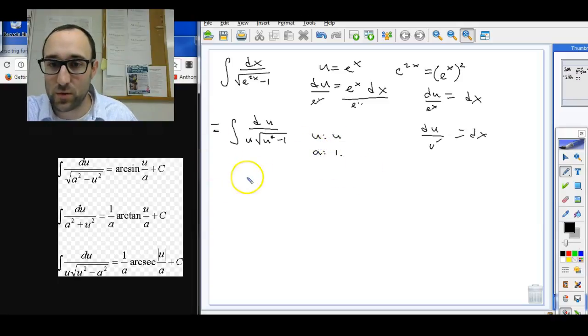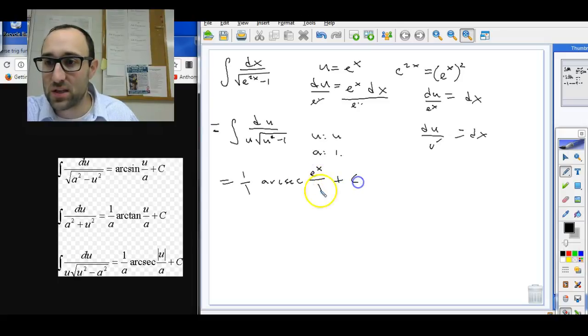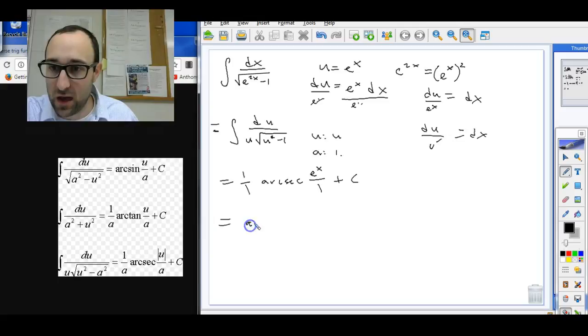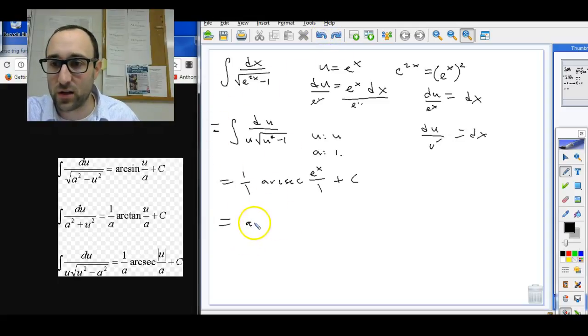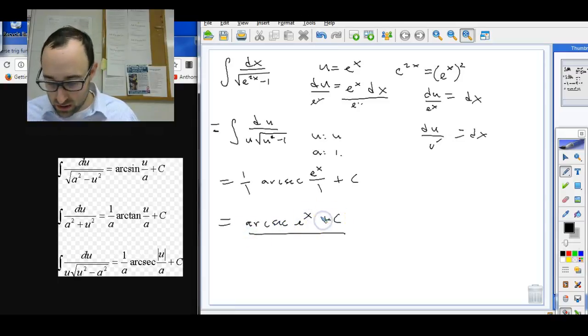1 squared is 1. So we can say this is the same as 1 over 1, kind of pointless to say, but arcsecant of the absolute value of u, and u is just e to the x. e to the x is always going to be positive, so we don't need the absolute value, all over 1 plus c. That looks kind of ridiculous, so we'll say arcsecant of e to the x plus c. And that should be our solution.